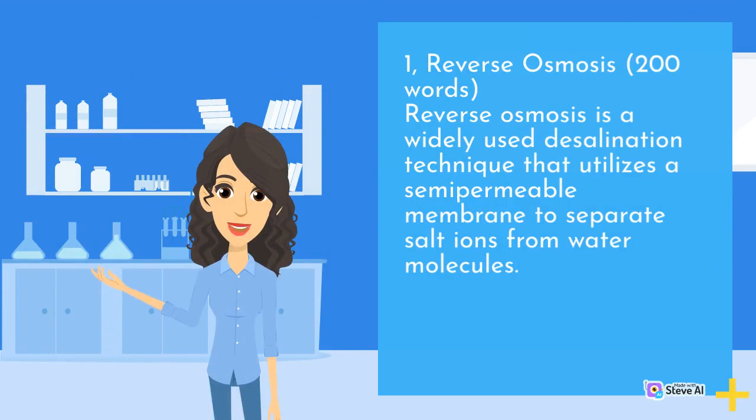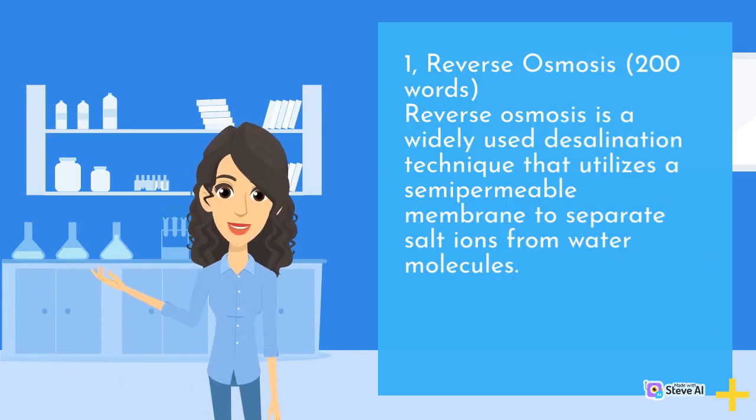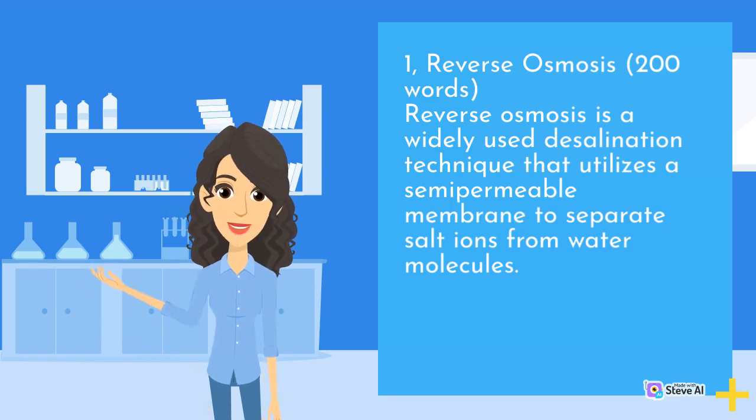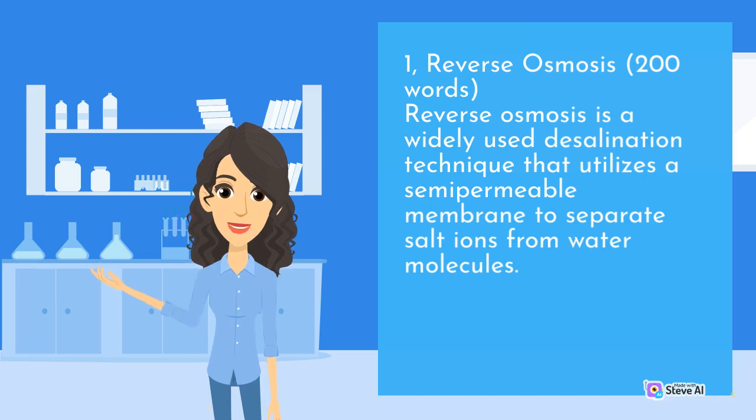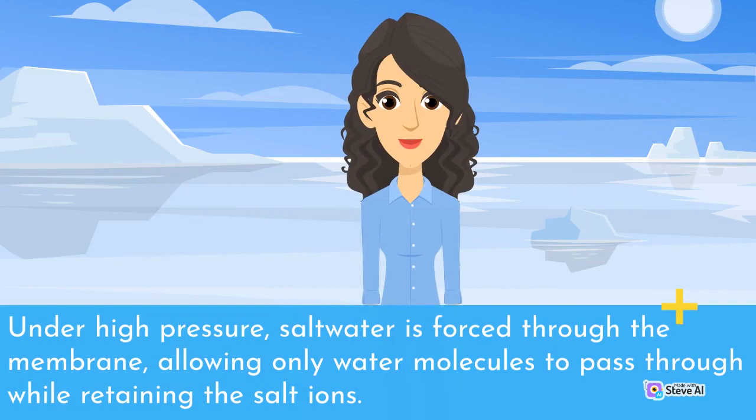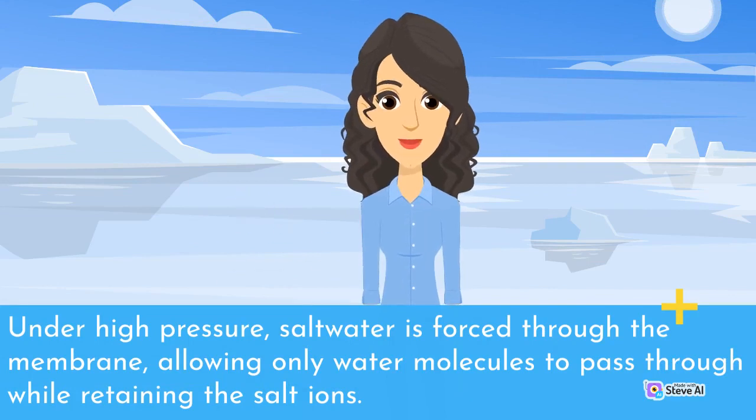1. Reverse osmosis. 200 words. Reverse osmosis is a widely used desalination technique that utilizes a semi-permeable membrane to separate salt ions from water molecules. Under high pressure, salt water is forced through the membrane, allowing only water molecules to pass through while retaining the salt ions.